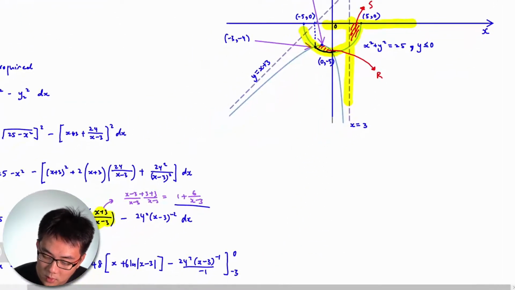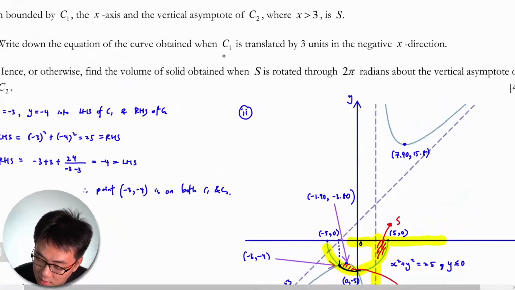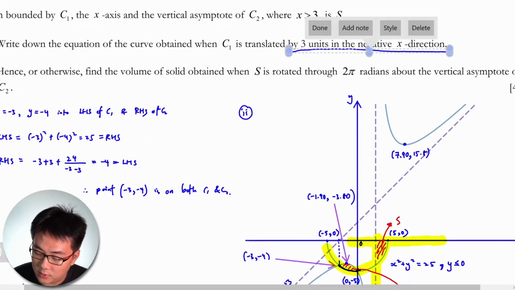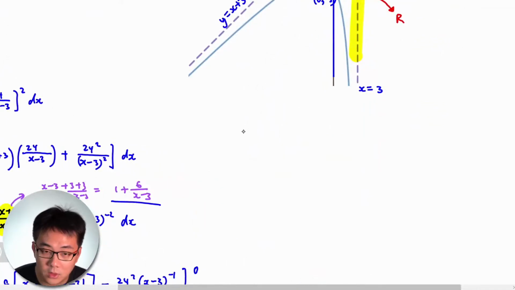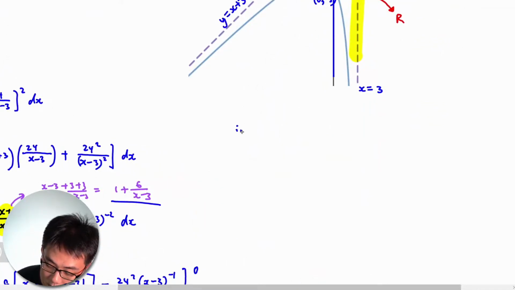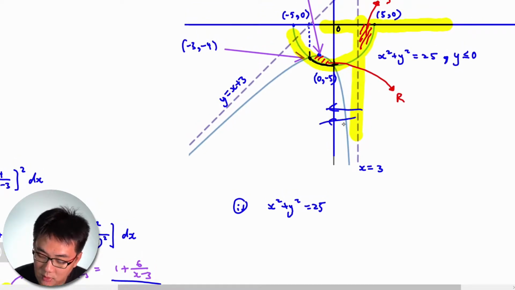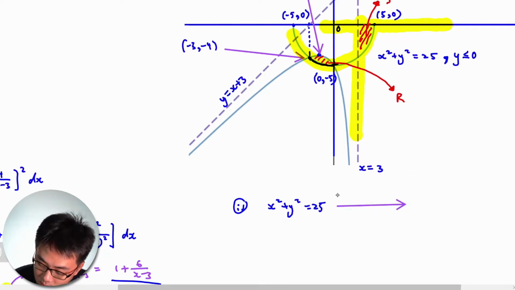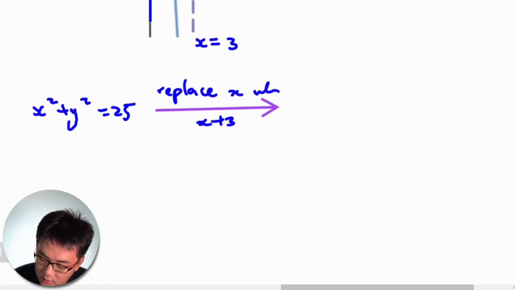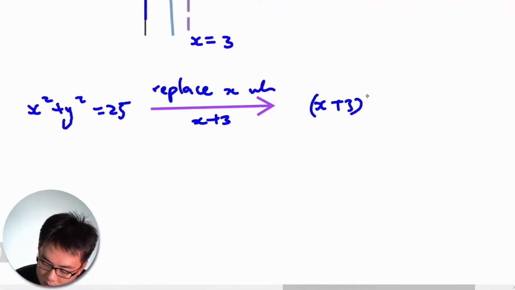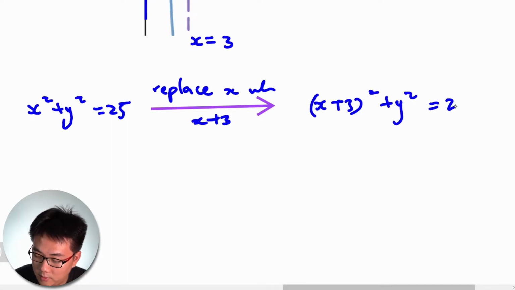Now you are told to find C1 translated by 3 units in the negative x direction. So I'm just going to copy the equation of C1, which is x squared plus y squared equals 25. If you want to move everything to the left, which is a translation in the negative x direction by 3 units, you are essentially replacing x with x plus 3. So this is (x plus 3) squared plus y squared equals 25. This is the new equation that you're looking at.